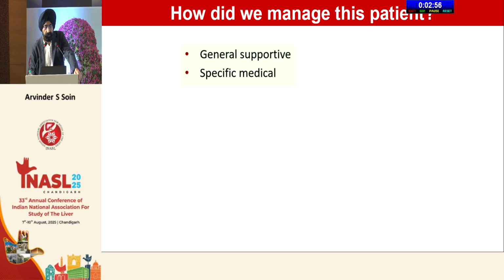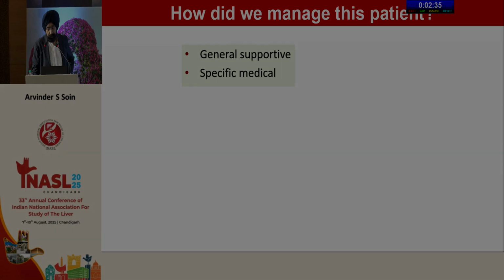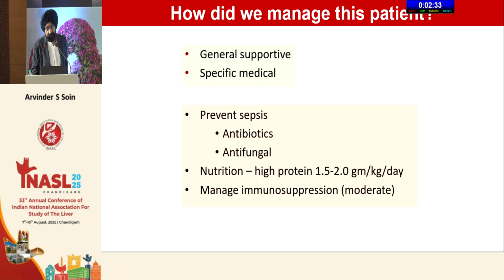So what did we do for this patient? When patients do not have a definable sepsis or biliary or vascular complication and no rejection, and they have graft dysfunction, what you need to do is largely let nature take its course. So you have to manage this patient in a way that they don't go into sepsis. And of course, specific medical treatment will be necessary at times. So you have to prevent sepsis, you have to give them good nutrition, and you have to manage immunosuppression in a way that they are getting moderate immunosuppression. If the renal function is good, we generally keep the TAC levels to around 5 or 6.